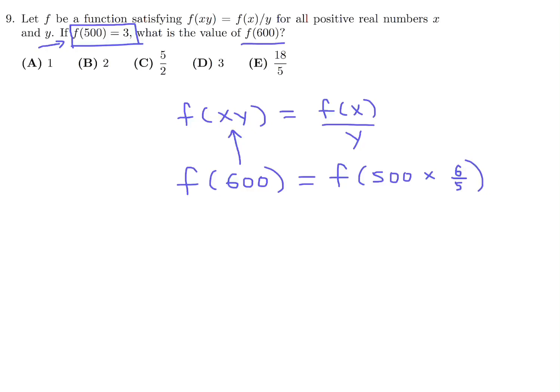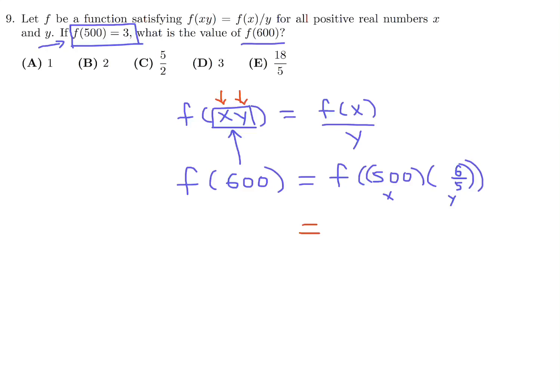Okay, so that means that I broke up 600 into two numbers, x, y. So this is x. Oh boy, I used an x as a multiplication. That's going to get confusing. So I won't use x. I'll just use a bracket like that. This 500 is the x, and this 6 over 5 is the y. So this is x, this is y, and that's how I broke it up.